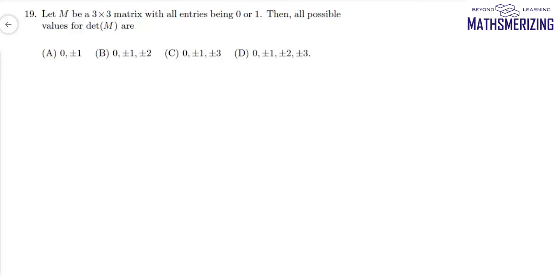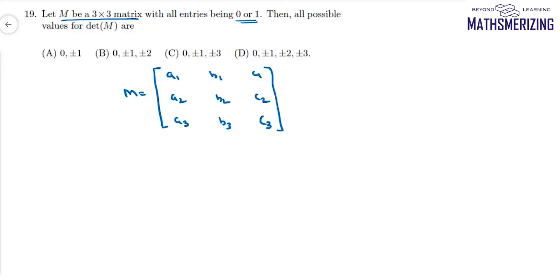Now question number 19, it says, let M be 3 cross 3 matrix with all entries being 0 and 1, then all possible values of determinant of M is. Now suppose we have this matrix M, which is A1, B1, C1, A2, B2, C2, A3, B3, C3, where each of these AIs, BIs and CIs, they are either 0 or 1.